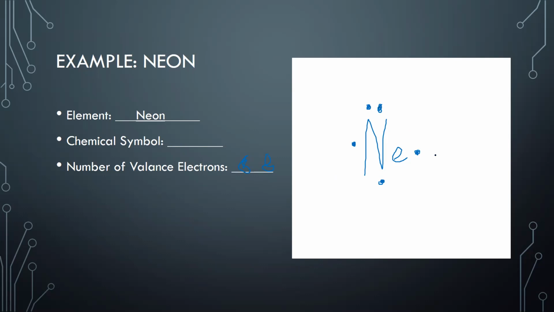Put another one on top, there's 5. Another one on the right for 6. Another one on the bottom for 7. And another one on the left for 8. And now I can see all 8 electrons. This has a full valence electron shell. So again, neon is not going to need to react with everything because it already has that magical 8 number.